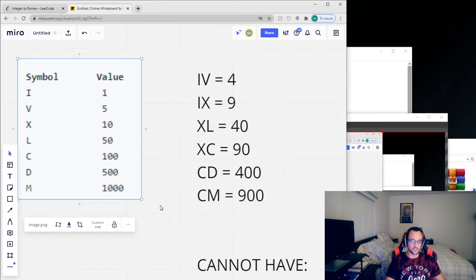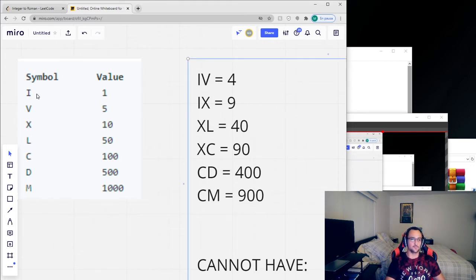So the Roman numeral system has some rules. For example, the I can come before the V to get 4, and it could also come before the X to get 9. The X can come before the L to get 40, and it could also come before the C to get 90. And C could come before the D to get 400, and it could also come before the M to get 900.